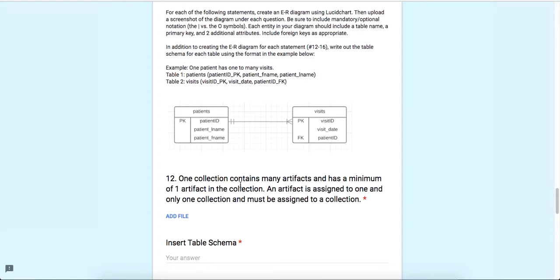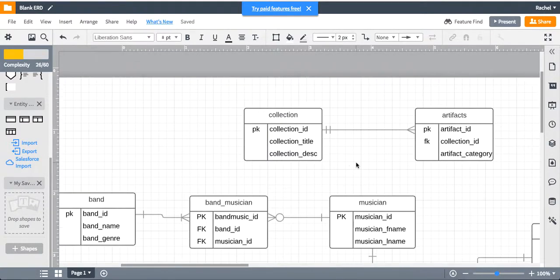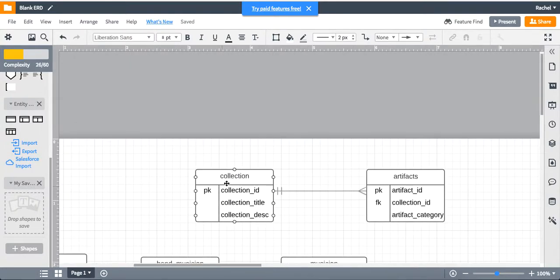So for number 12, we have one collection contains many artifacts and has a minimum of one artifact in the collection. An artifact is assigned to one and only one collection and must be assigned to a collection. So what that's telling us is that we want to have a one-to-many relationship where one collection, so that's our one side, has many artifacts, and that's our many side.